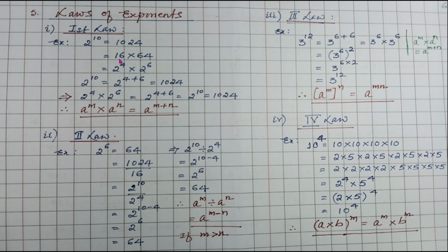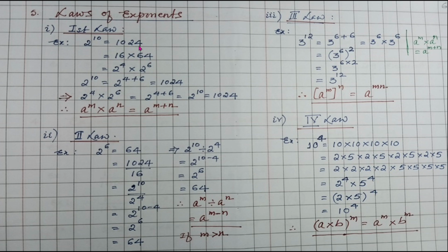Now let us take one example and understand it. If I find out 2 raised to 10, that is 2 multiplied 10 times, I get 1024. But I get 1024 by multiplying 16 and 64 also. But 16 is 2 raised to 4. That means when I multiply 2 4 times I get 16. When I multiply 2 6 times I get 64.